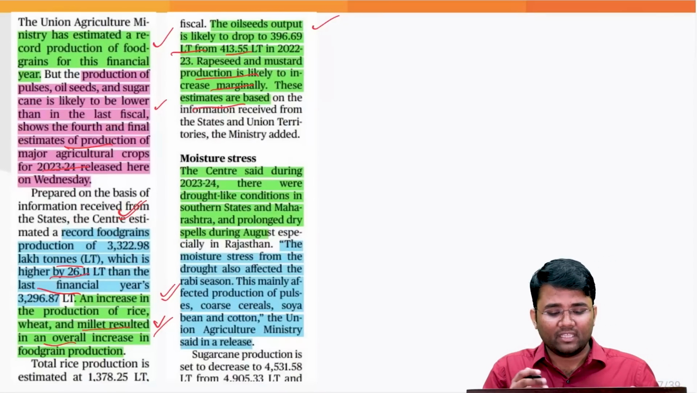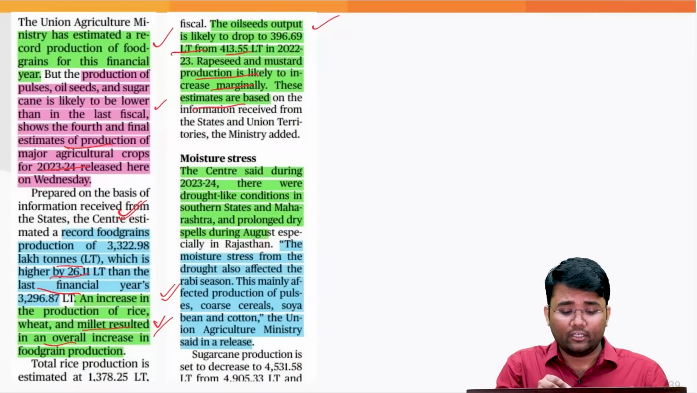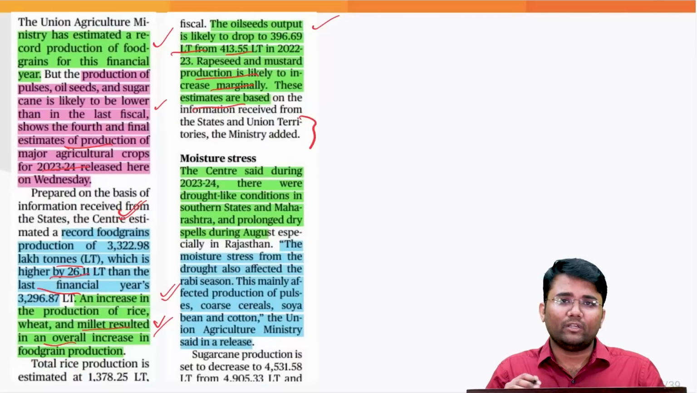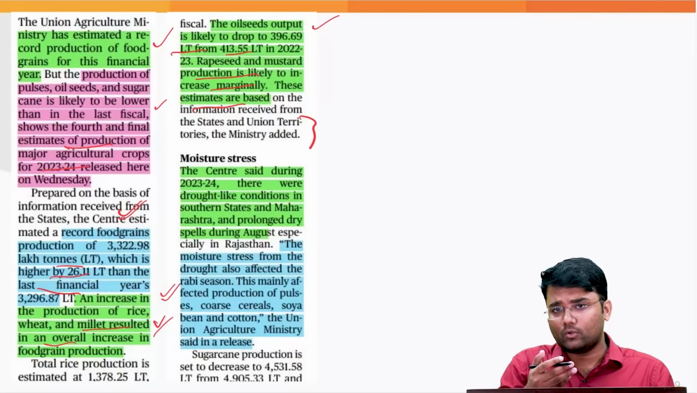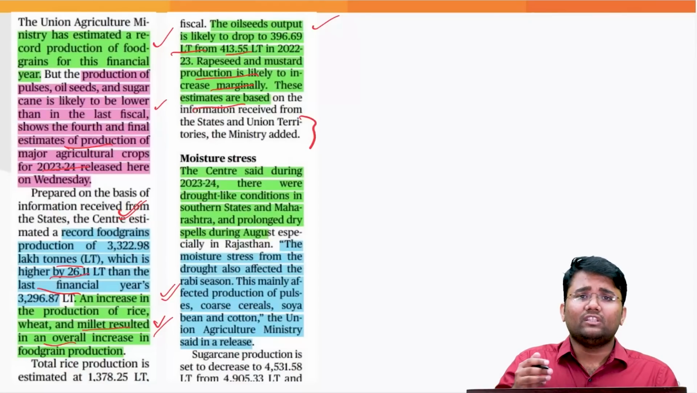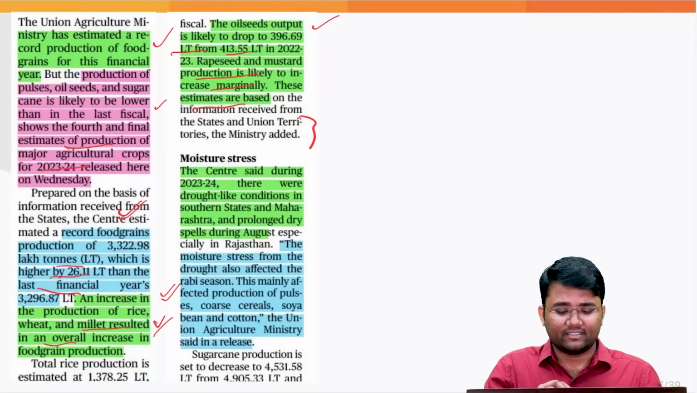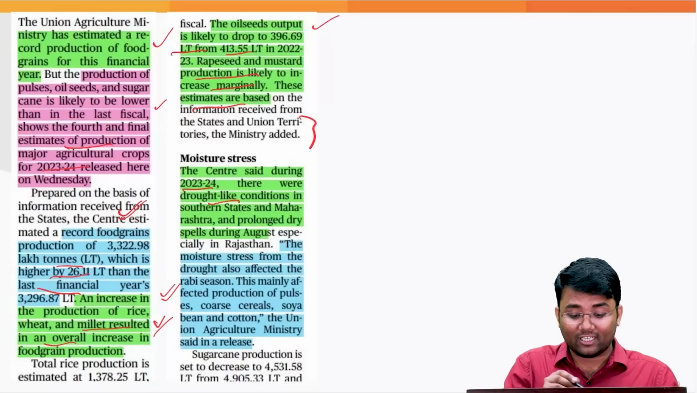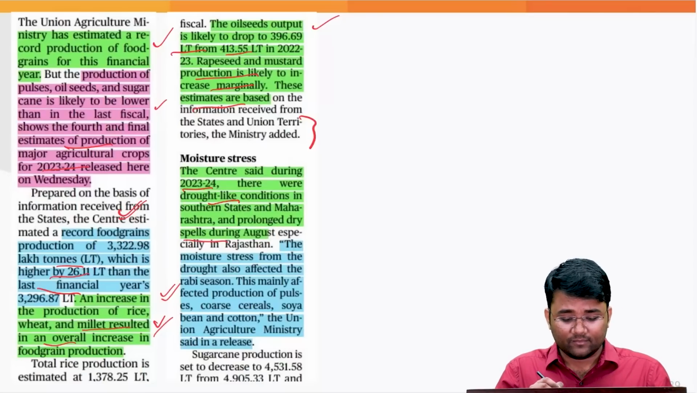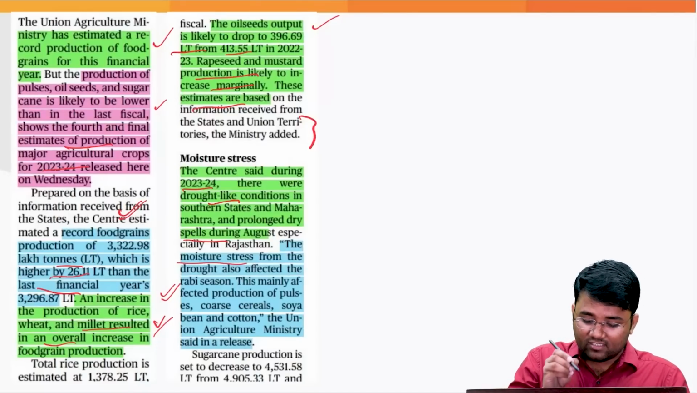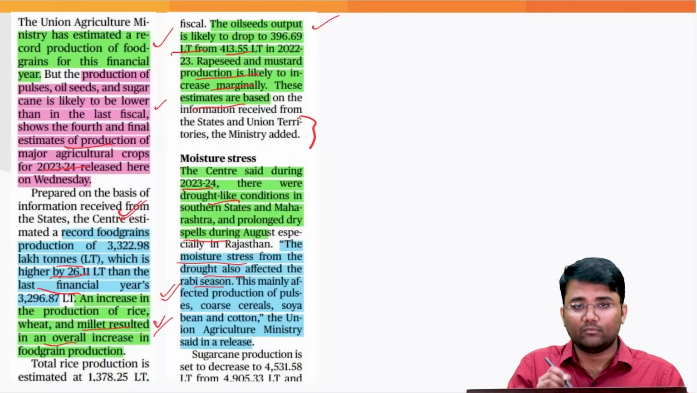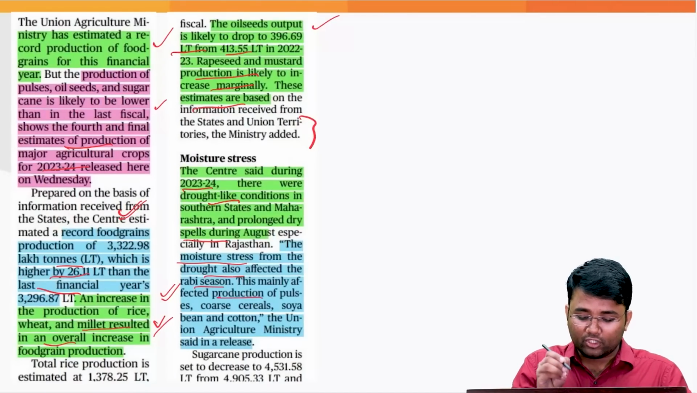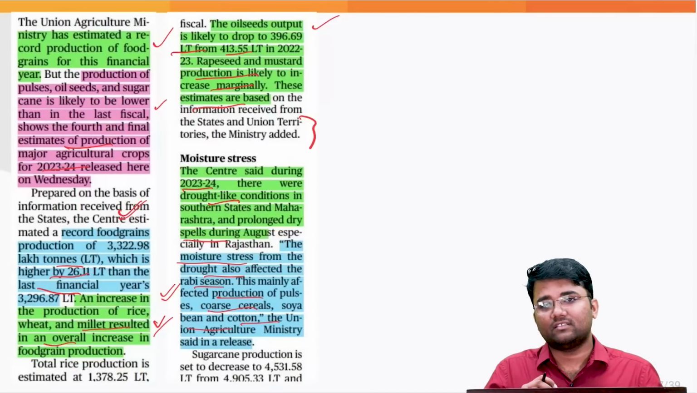These estimates are based on the information received from states and union territories. The Ministry added that the government does not do any survey on its own, rather it is dependent on the data provided by the states and union territories. Also, the center said during 23-24 there were drought-like conditions in southern states and Maharashtra and a prolonged dry spell during August. And this moisture stress from the drought also affected the Rabi season crops. This mainly affected production of pulses, coarse cereals, soya bean and cotton, the Agriculture Ministry said.